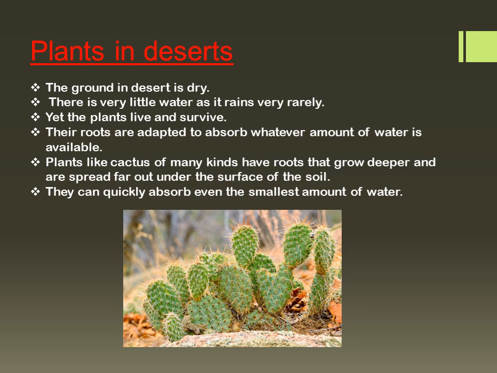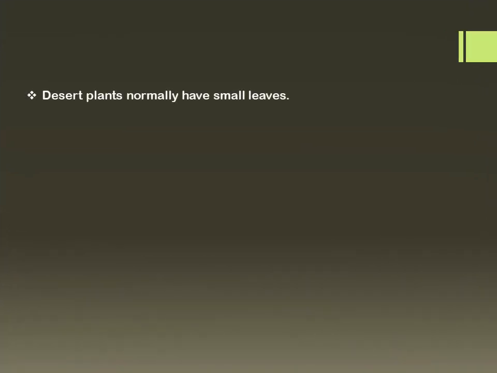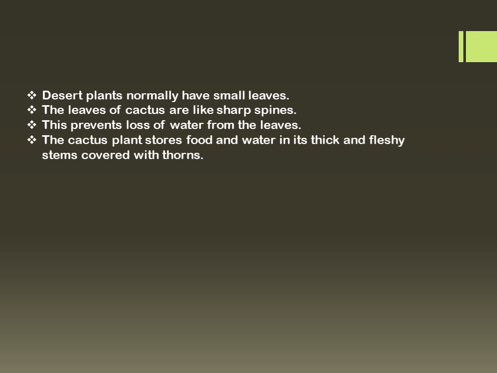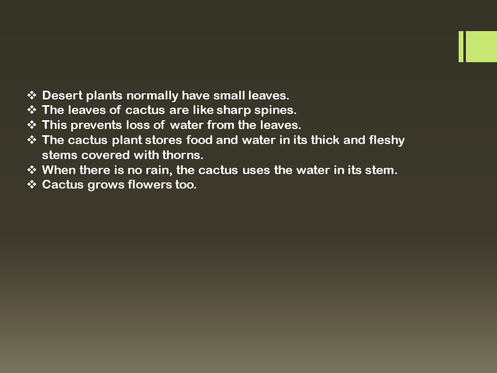Desert plants normally have leaves reduced like sharp spines. The leaves of the cactus are like sharp spines. This is because the leaves generally reduce themselves to prevent water loss, and hence they appear as spines on the cactus. The cactus plant stores food and water in its thick and fleshy stem covered with thorns. When there is no rain, the cactus uses this water in its stem. Cactus grows flowers too.